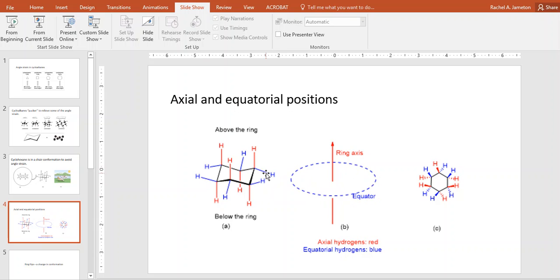Looking at this pattern, notice that the red axial is up, and then it's down, and then it's up, and then down, and then up, and then down. And we see the opposite pattern for the equatorial. Here's equatorial up, here's equatorial down, equatorial up, equatorial down, equatorial up, equatorial down. And then just a couple of other patterns to look for. Notice that every carbon has both an equatorial and an axial hydrogen, and one of those is going to be up and the other one is going to be down.